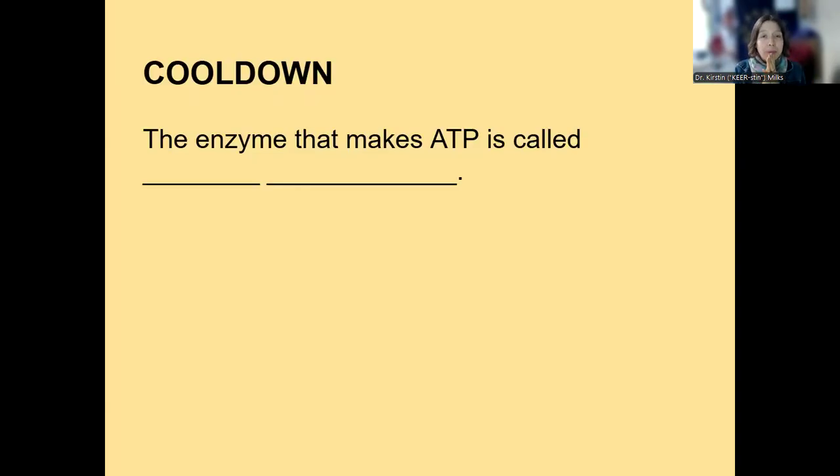What's the enzyme that makes ATP? It makes it in both chloroplasts and in mitochondria, and it's the only enzyme in these processes whose name you need to know.